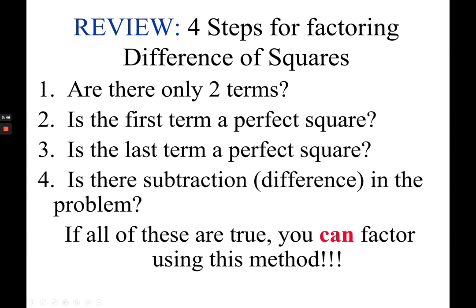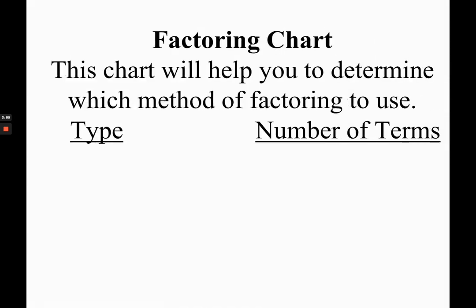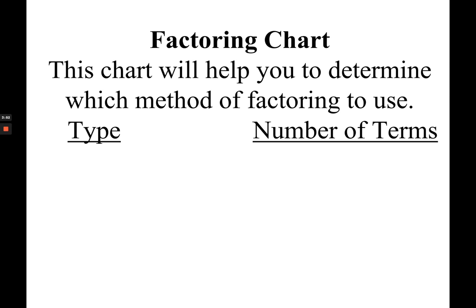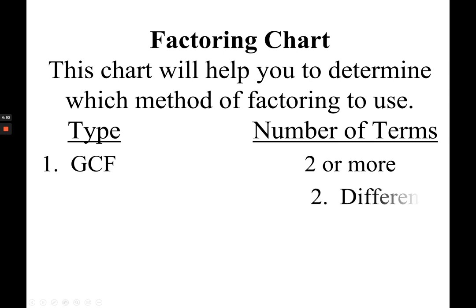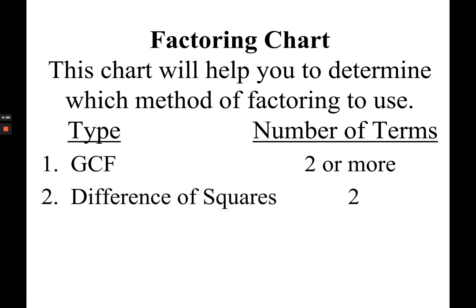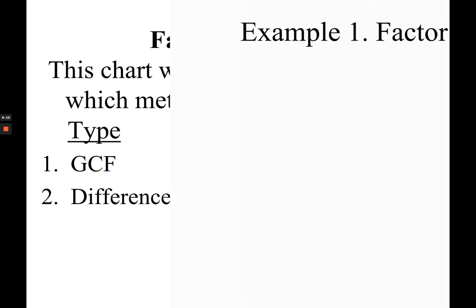The steps of factoring difference of squares. This chart will help you to determine which type of method to use. First, sometimes it also includes GCF. Number of terms, there might be more than 2. But if you have a difference of two squares, the terms are always going to be 2 terms. This will make sense later in the GCF.